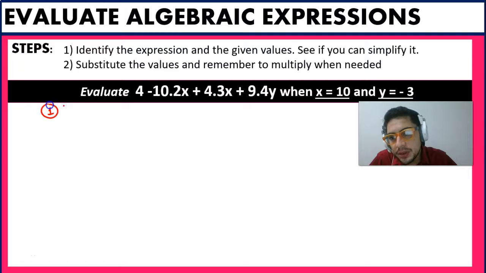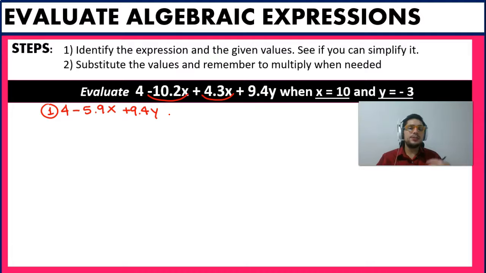So in the first way of solving this, you would have 4, and then minus 10.2 plus 4.3 is minus 5.9, and you put the x, and then plus 9.4y. And now that we have simplified, we can substitute. The value of x is 10, and the value of y is minus 3. And then we just multiply.